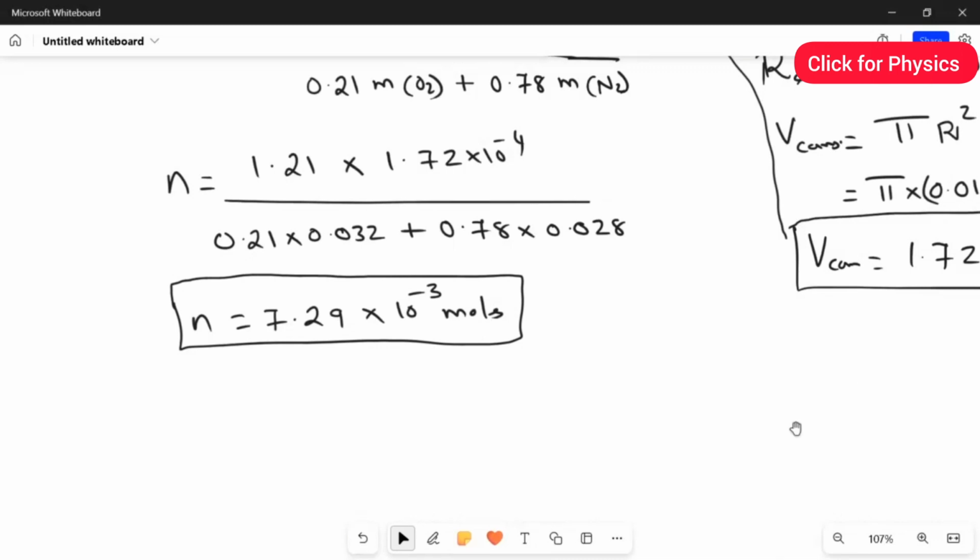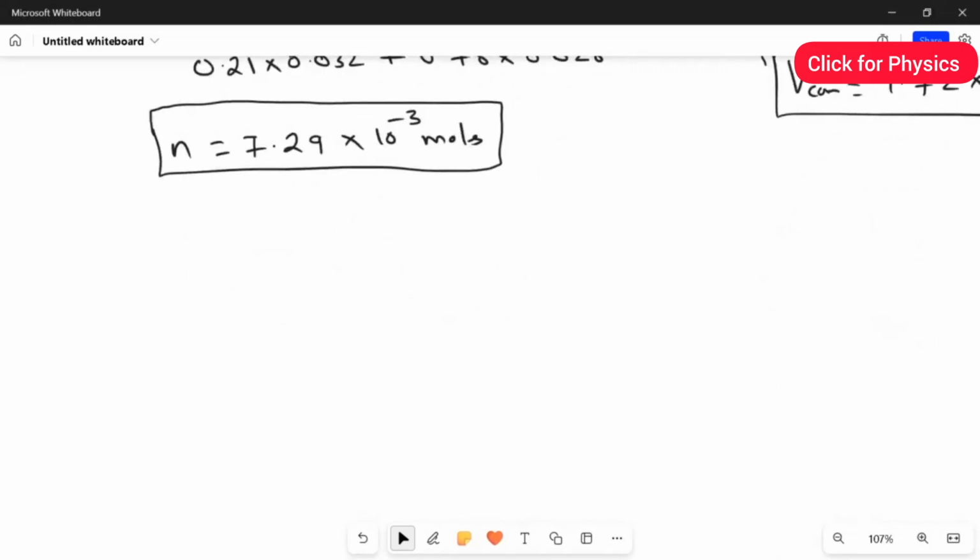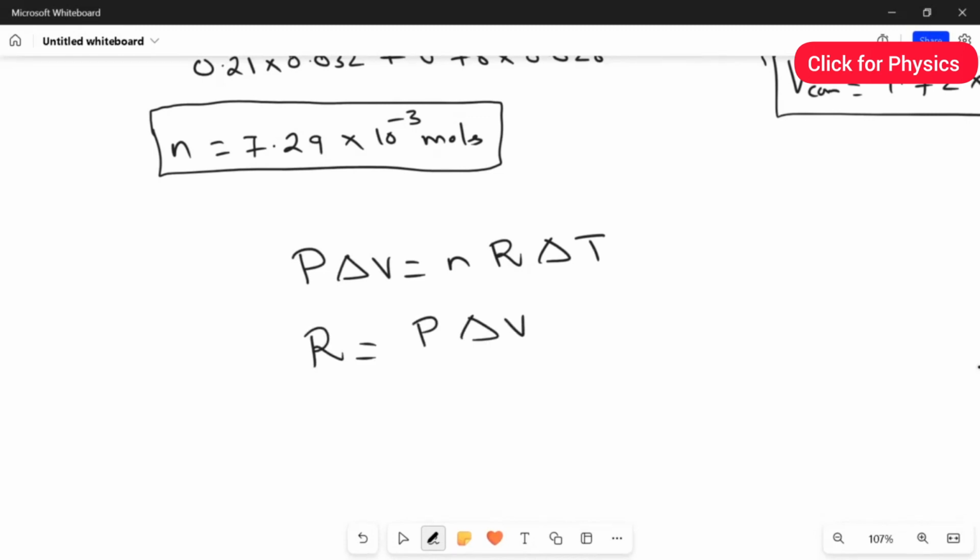Now, after we find the value of N, we have to go for the main equation, which is PV equal to nRT. So here V is the variable, so P delta V is equal to N R delta T. So we are going to find the value of R. So you have to rearrange this equation. Therefore, R is equal to P multiplied by delta V divided by N multiplied by delta T. And here, delta V over delta T, you have to get the information from the graph.